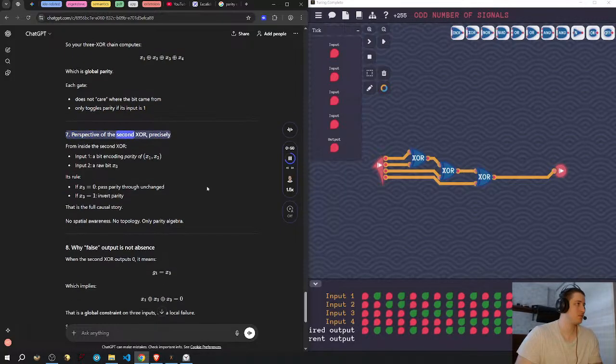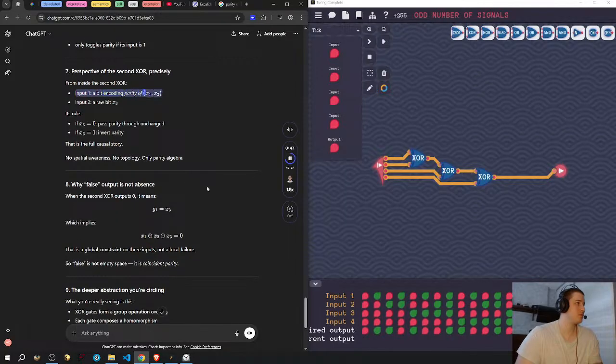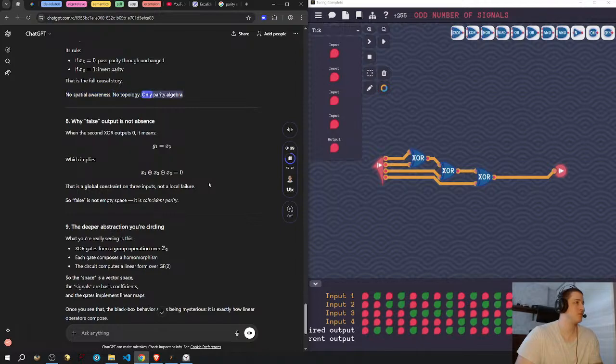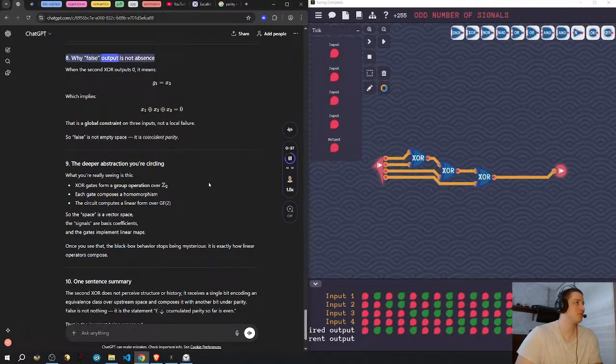7. Perspective of the second XOR, precisely. From inside the second XOR, input 1 is a bit encoding the parity of x1 xor x2. Input 2 is a raw x3. Its rule: if x3 equals 0, pass parity through unchanged. If x3 equals 1, invert parity. That is the full causal story. No spatial awareness. No topology. Only parity algebra. 8. Why false output is not absence. When the second XOR outputs 0, it implies x1 xor x2 xor x3 equals 0, which is a global constraint on 3 inputs, not a local failure. So false is not empty space, it is coincident parity.